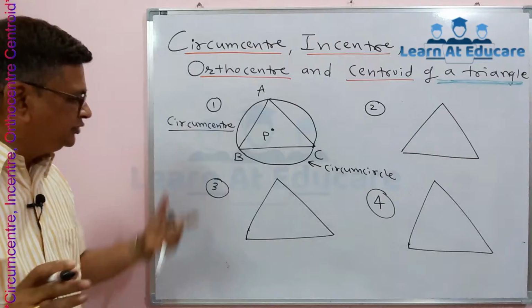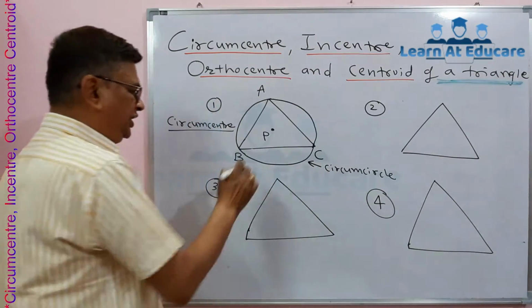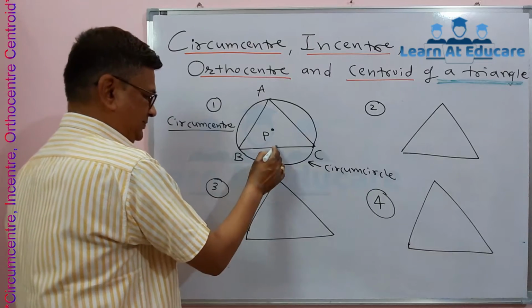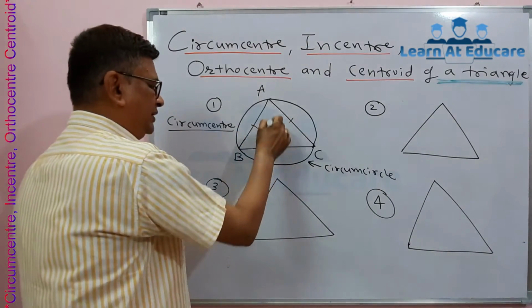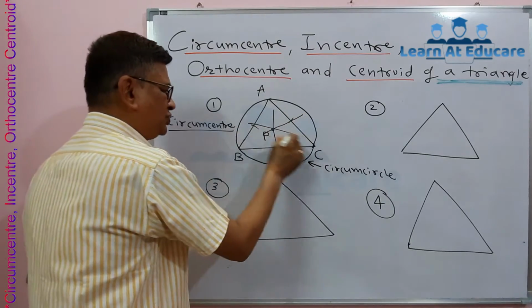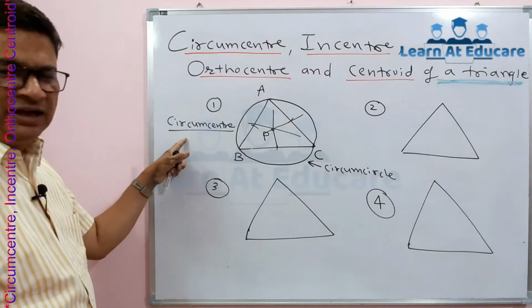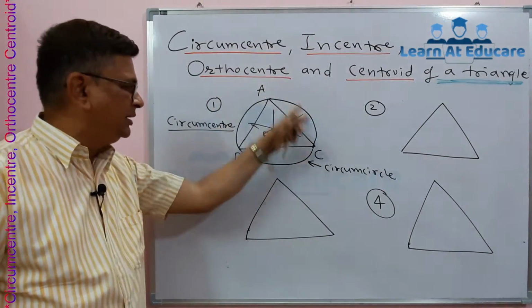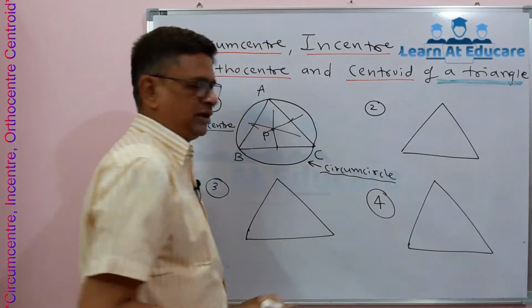Do you know how this circumcircle is drawn? It is drawn by considering the side bisectors of all 3 sides of a triangle, and then they all pass through a single point, and that point is nothing but the circumcenter, and the corresponding circle passing through all 3 vertices is known as the circumcircle.